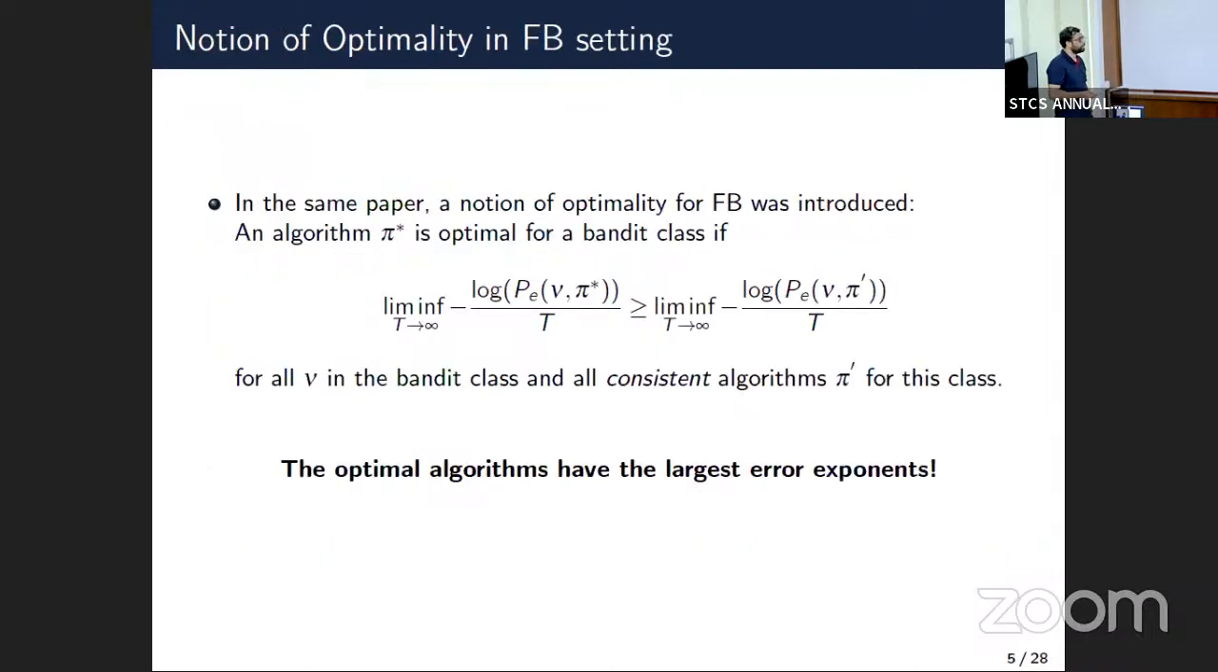So consistent algorithms with two-arm Laplace distribution, the parameters can vary. Yes. And the arms can become arbitrarily close. You can't have an adaptive policy which is going to dominate in exponent. Yes.